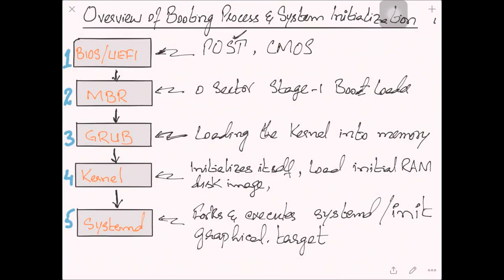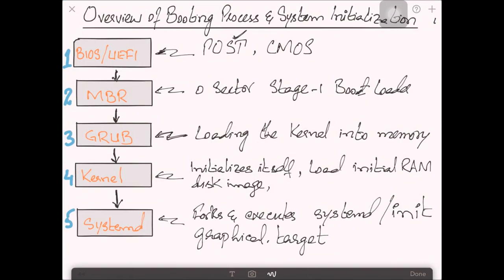So we have talked about the BIOS, which performs the POST, and the complementary metal oxide semiconductor, CMOS, which contains the priority of the booting devices to select the master boot record. Then we move on to the actual master boot record of the booting device, that is the zero sector, which contains the stage one bootloader. Then we move on to the other parts of the bootloader, that is GRUB 2, the Grand Unified Bootloader, which is the default on Linux, and that is basically responsible for loading the Linux kernel into memory using stage 1.5 and stage 2.